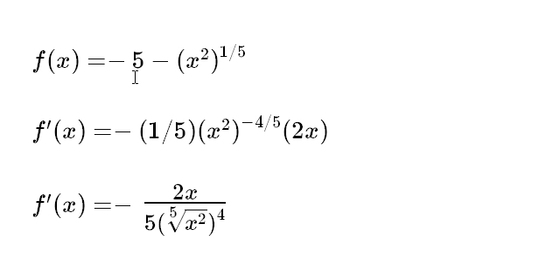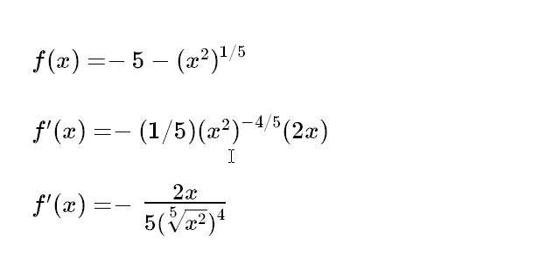So the derivative of negative 5 is 0, and then we want to take the derivative of this piece here. So you take the 1/5, bring it out front. Of course, we still have this negative here. Subtracting 1 from 1/5, and we get negative 4/5. And then we want to take the derivative of what's in parentheses here. The derivative of x squared is 2x.